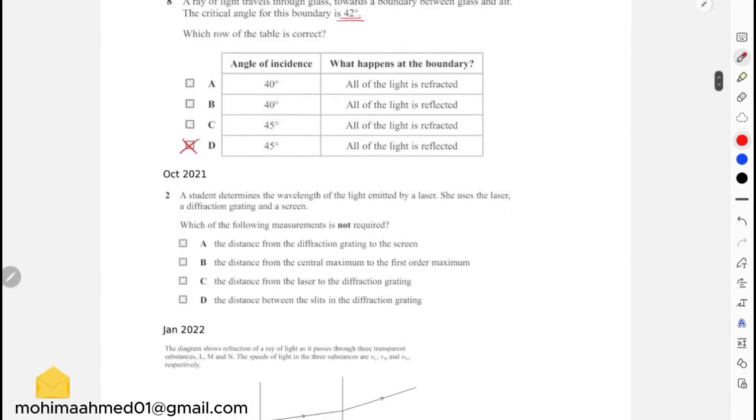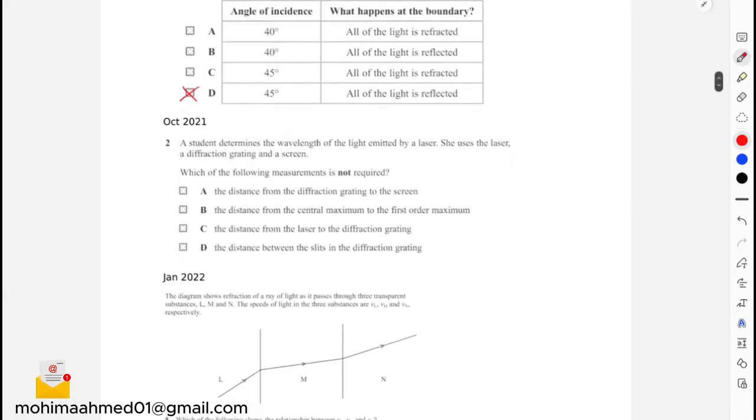Okay, then we'll move on to October 2021. A student determines the wavelength of a light emitted by a laser. She uses the laser, a diffraction grating, and a screen. Which of the following statements is not correct?